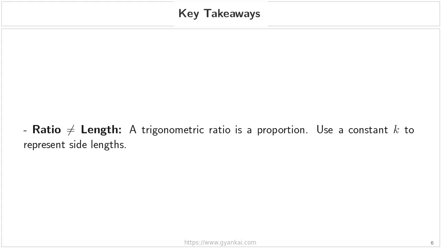Key takeaways. First, always remember that a ratio is not the same as a fixed length. As we discussed in our fundamental concept slide, a trigonometric ratio is simply a proportion. To keep your work mathematically rigorous and avoid the common mistake of assuming fixed values, always use that constant, k, to represent your side lengths.